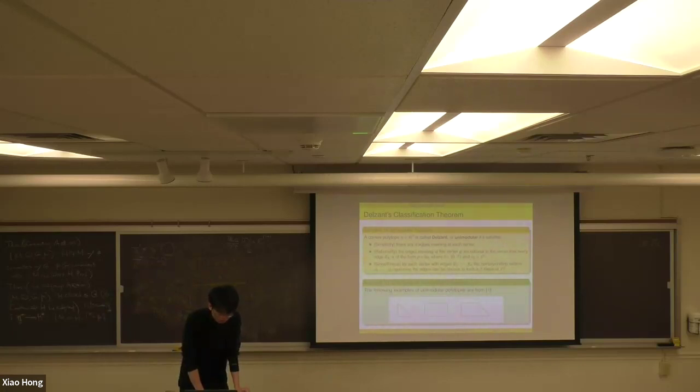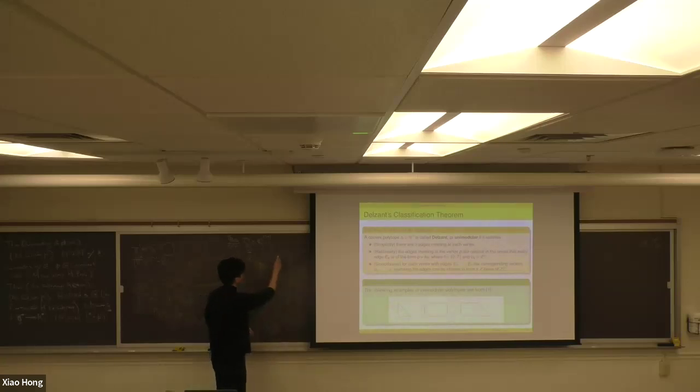So a unimodular polytope, or a Delzant polytope, is a polytope satisfying three conditions. I will do a two-dimensional example here. For R^2, for this polytope, we see that each vertex has two edges meeting together, and each of these edge vectors should span the whole Z^2 lattice.